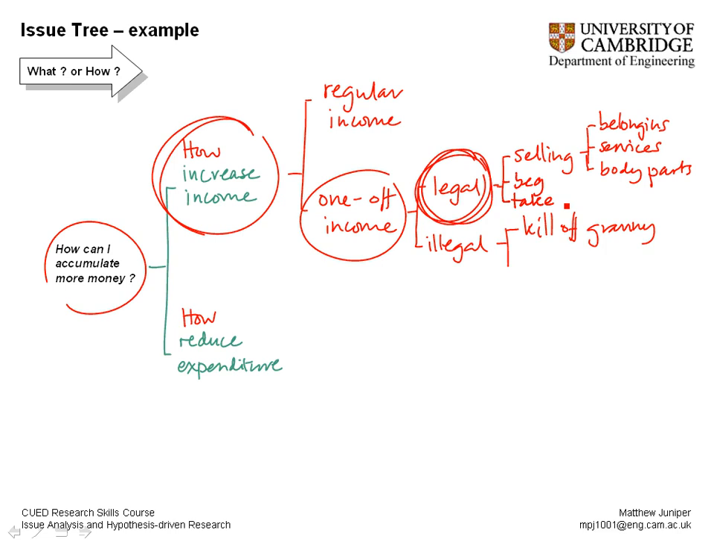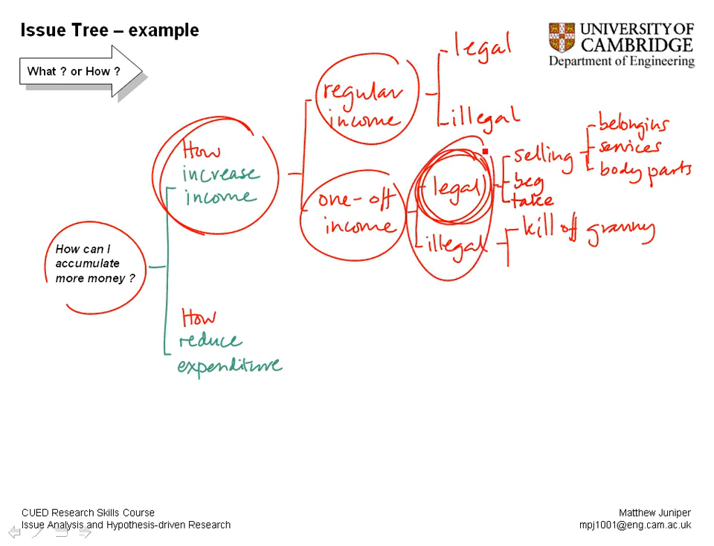Now you often find in these issue trees that the same branches crop up in different areas. For example, under regular income here, I could also divide this up into legal and illegal, which is the same branch that I had down here on the one-off income. And under legal, I won't draw this in, but I'd have things like working more perhaps, and then working for a higher paid job, so working the same amount but earning more money. I might ask for a pay rise or whatever. Under illegal, I might, for example, blackmail someone, in other words, extract money with menaces, and that would be a perfectly illegal way to get regular income.